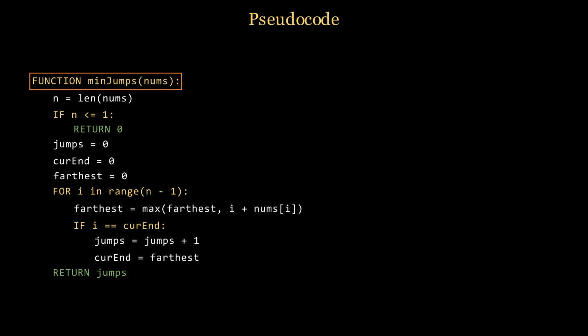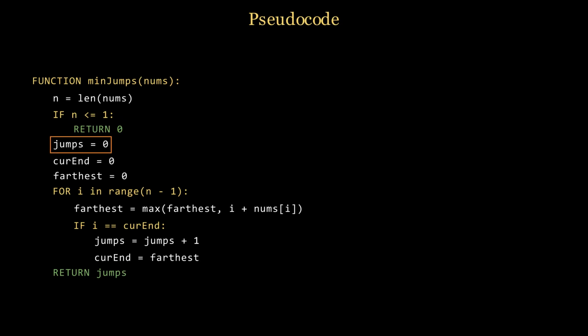Pseudocode for Jump Game 2. Function minJumps takes the array nums. Let n be the length of nums. If there is at most 1 cell, you already stand on the last index. Return 0 jumps.